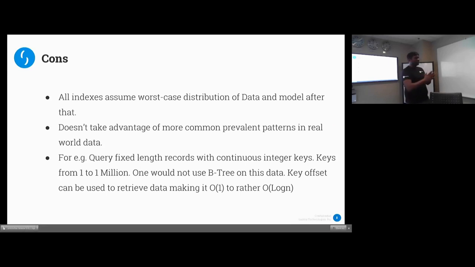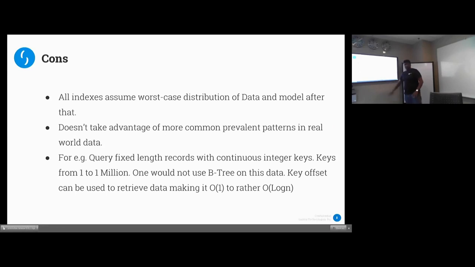So let's take an example here. I have a query of fixed length records with continuous integer keys, 1 to 1 million. If I want to use something to store this, I would not use a B-tree. I would just use the offset to store it directly, and I can retrieve it. So rather than having a big O of log n to retrieve, I get to the asymptotic notation in a little bit.